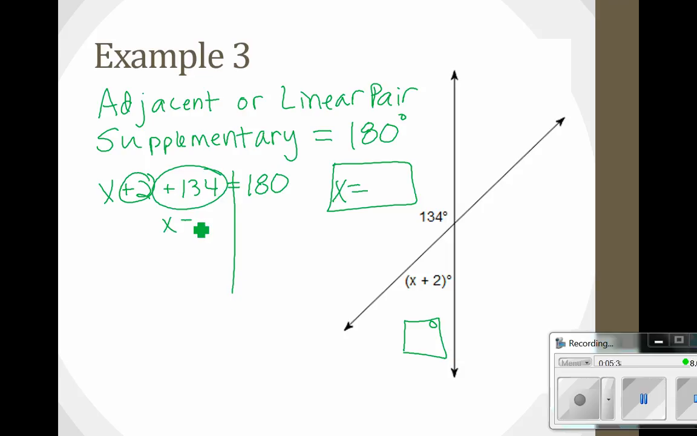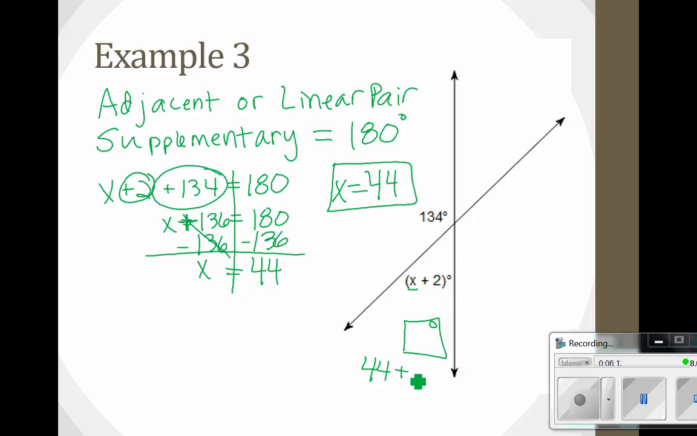So x plus 136 equals 180. And I would subtract 136 from both sides. And I have x equals 44. I'm going to fill that in, and then let's see if that's going to help get our answer correctly. So we're going to substitute 44 in place of x, so that would be 44 plus 2, and that equals 46.